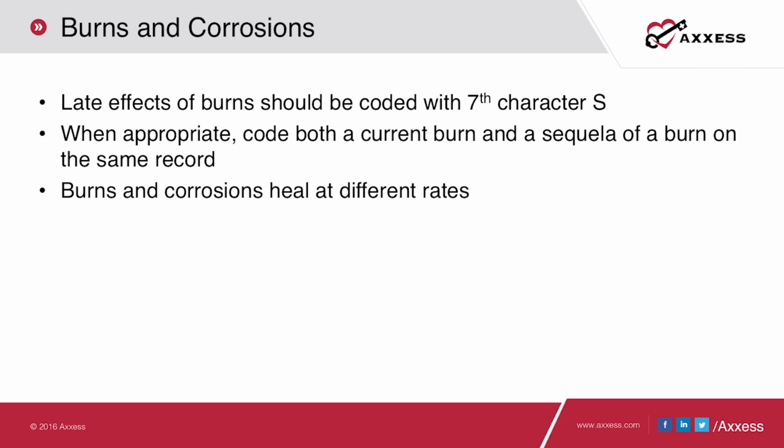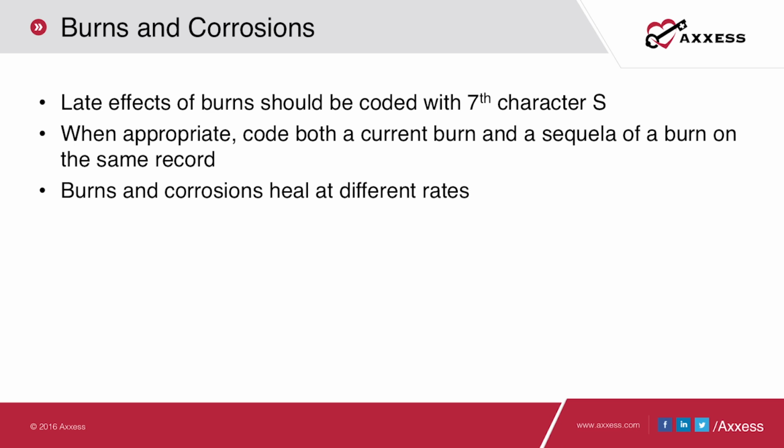Late effects of burns should be coded with the 7th character S for sequelae. When it's appropriate, you might have a current burn and a sequelae of a burn on the same record. For example, let's say the patient had second and third degree burns on the back of the hand and the wrist and the forearm. So you might have had a second degree burn on the hand that has healed, and now you have some scarring and contracture, and then you have a third degree burn on the wrist and lower forearm that's still open and draining a little bit.